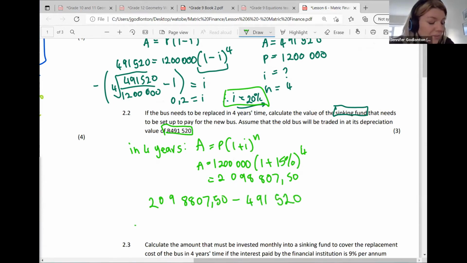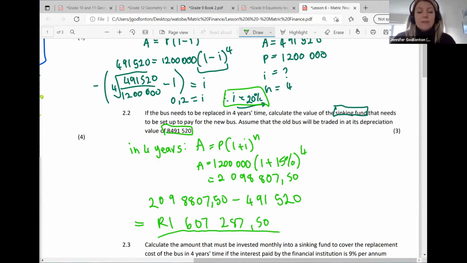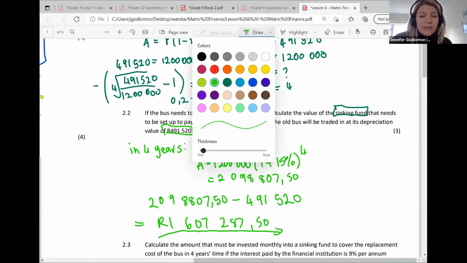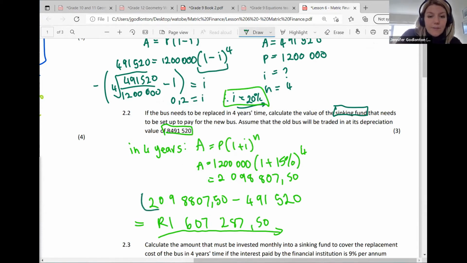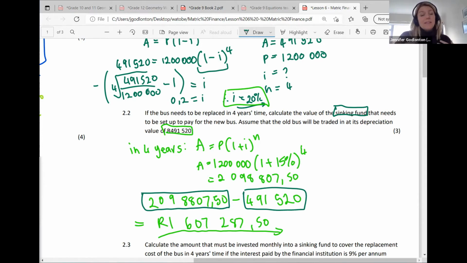And so we would still have to pay more than 1.5 million rand in 4 years' time if we wanted to buy a new bus. Okay, so for anyone who's feeling a little bit confused about this, let's just work through what these numbers mean. This is what our bus would be worth in 4 years' time, considering inflation. This is what we would get for the bus that we had originally bought and we are now trading in after those 4 years. And so this is how much money I would still need after those 4 years to purchase a new bus. Okay, cool.